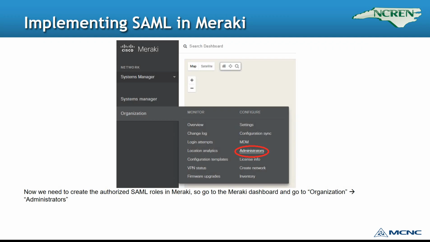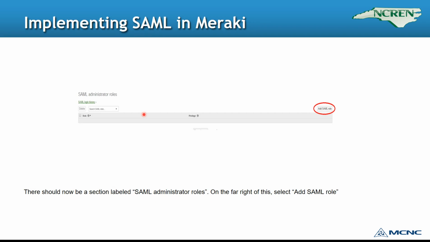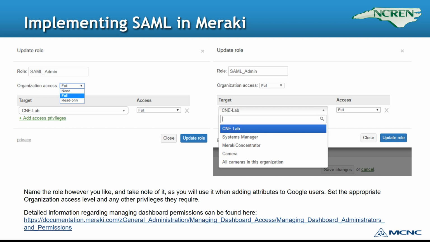Now from there, this last bit, we go back into the Meraki dashboard, and you're going to go under Organization and Administrators. Now you should see the SAML Administrators roles pop up in the Administrators page. This will be very similar to creating your general administrators as you've done in the past. You just hit Add SAML role, and this should look familiar to you. So again, use organization access, none, full, read-only, however you want for that particular role. And then you'll put whatever networks you want them to have access to.